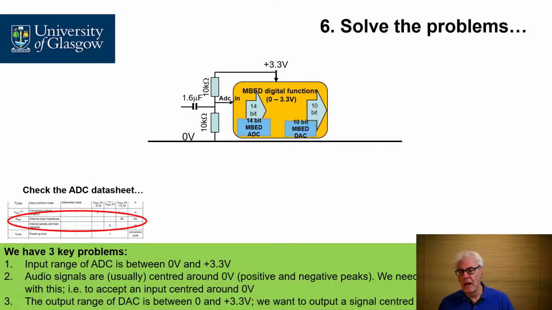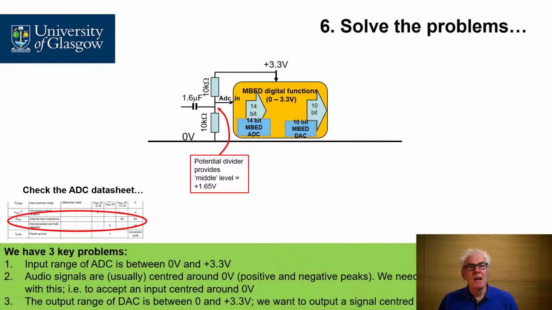Now you say, why would you do that? Well, remember that we're trying to input positive going signals and negative going signals. So we have to have equal headroom from the center point going up as from the center point going down. And ignoring the small load that the ADC input impedance will have, the middle level here is approximately plus 1.65 volts because it's 2 10 k resistors, which divides 3.3 volts by 2.